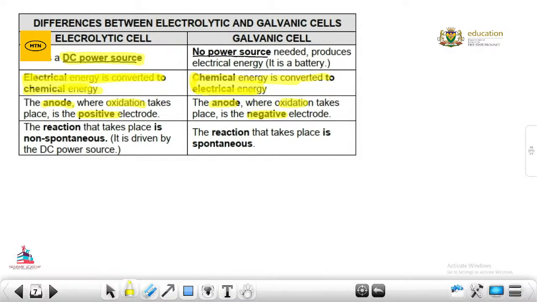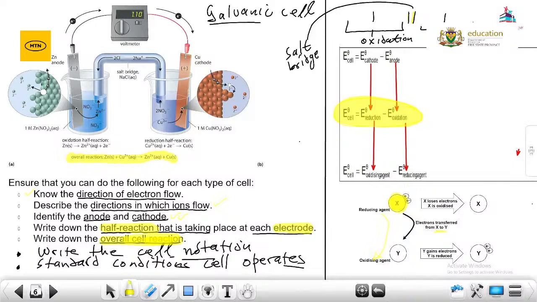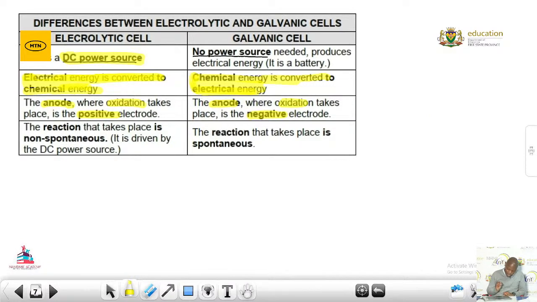Critical in a sense that when you draw, perhaps if the question wants you to draw, of which I doubt it will be one of the questions, but it is important that, even if you look into the cell, you just identify which one is positive, which one is negative, then everything else comes back to this. If you have identified your anode, then you know where oxidation is taking place, then you know your reducing agent.